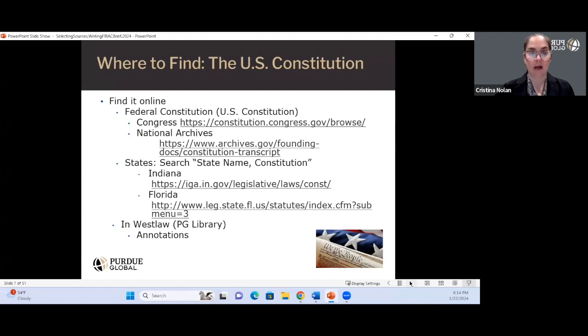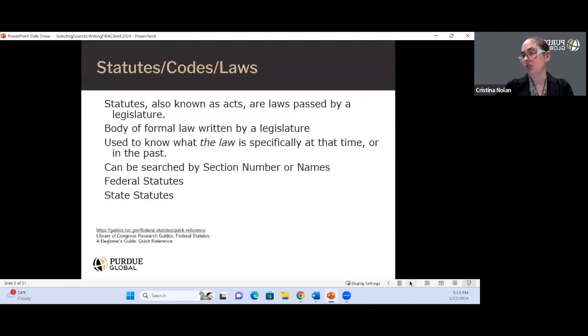Where do you find the U.S. Constitution? Say you are in a class where you're supposed to interpret a section. There are several ways to access it: through Congress, National Archives. And in terms of your state constitutions, essentially you're going to search the state name and then the word Constitution, and you'll be able to pull up your state's constitution. Here are 2 links for Indiana and Florida. And in Westlaw, you access Westlaw through the PG library. You will see annotations.